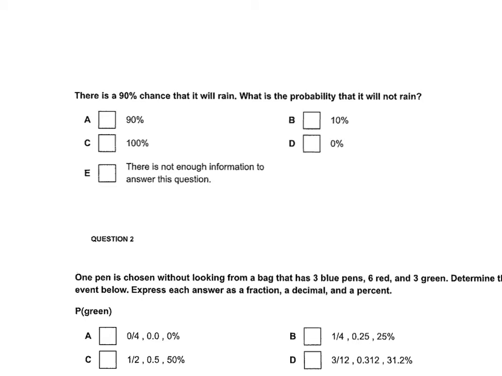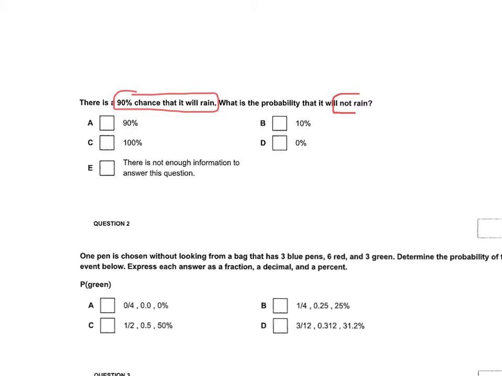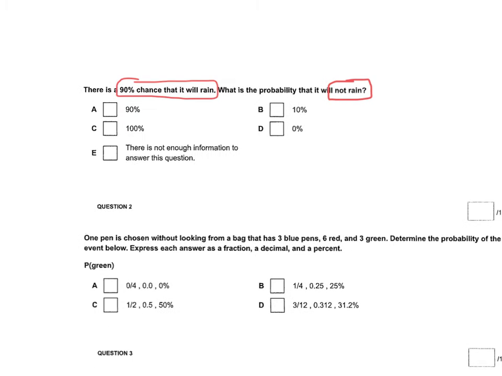So question 1, there's a 90% chance it will rain. What is the probability that it will not rain? So 90% chance that it will, what's the remaining percentage to get to 100? 100% minus 90%. The only percentage that is left is 10%.